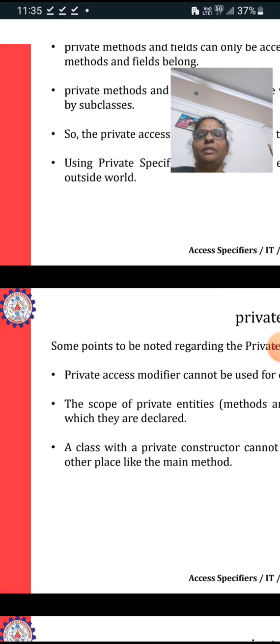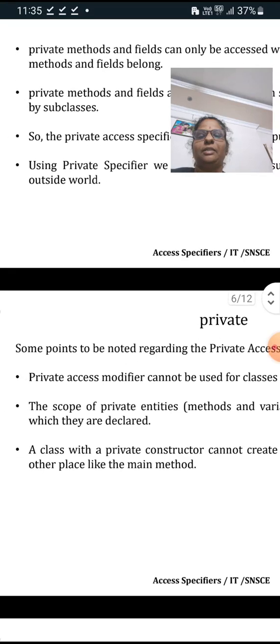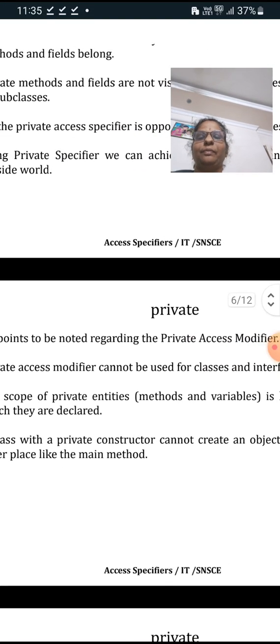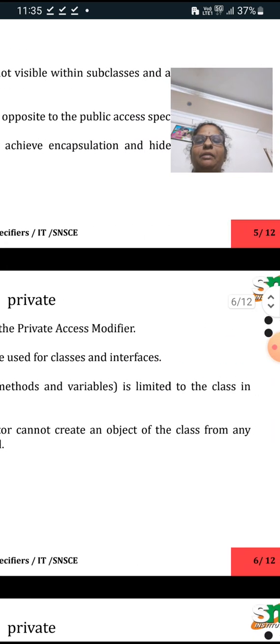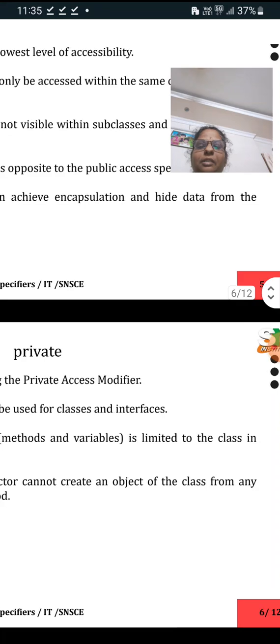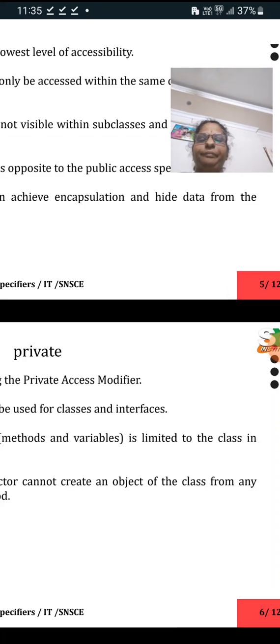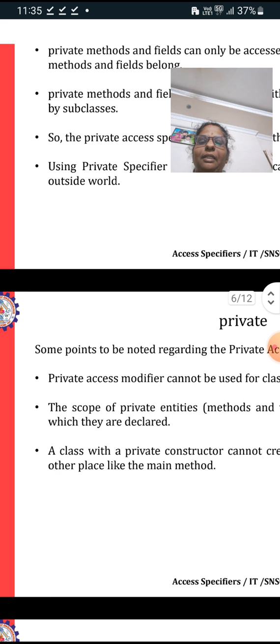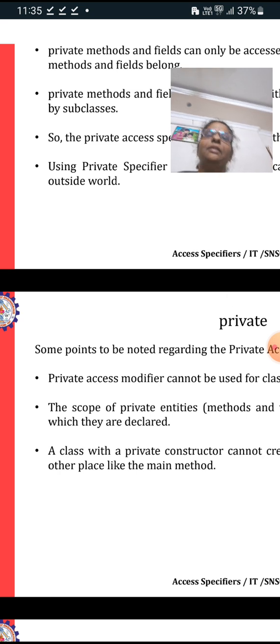Some points to note regarding private access. Private access methods can't be used in subclasses and inheritance, and the scope of a private method or variable is limited within the class. A private constructor can't create objects of the class from outside the class, only from within its own methods.